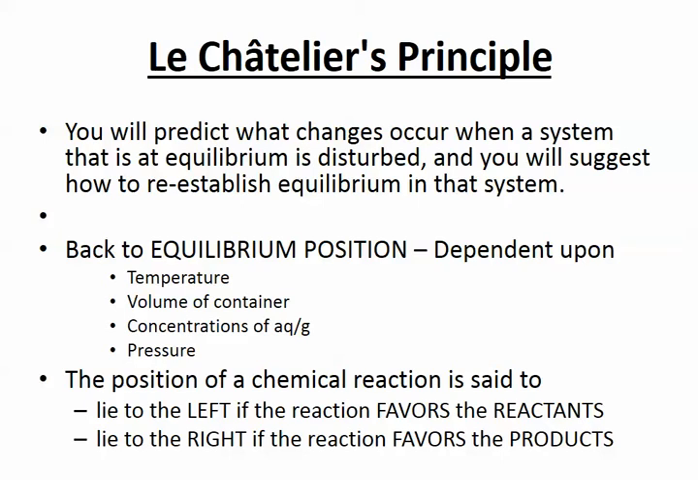So with Le Chatelier's principle, you're going to be able to predict what changes will occur when a system that is at equilibrium is disturbed, and you'll be able to suggest how to reestablish equilibrium. So equilibrium position is dependent upon four things: the temperature, the volume of the container, the concentration of either your aqueous substance or your gaseous substance (if you have a solid or a pure liquid, that's not going to change with Le Chatelier's principle), and pressure. So the position of a chemical reaction is said to lie to the left if the reaction favors the reactants, or lie to the right if it favors the products.